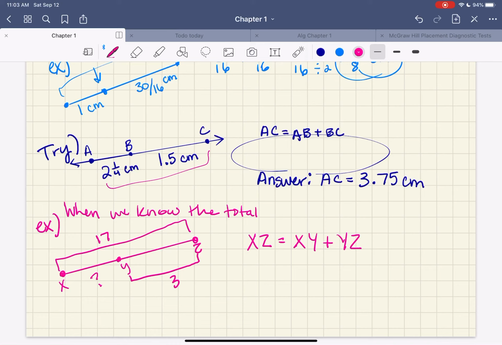And the reason that we want to do that is because it's going to help us substitute things into the correct spot. So I see XZ is 17, so that gets replaced with a 17. XY, I don't have anything, so I'm keeping it XY, plus YZ, which is 3. So now I'm just solving for XY. This is just like an algebraic problem, so I'm going to subtract 3 from both sides, and I get 14 equals XY. Once again, I have not drawn it to scale, but that's okay. So 14 equals XY. This one doesn't have units given, so I don't need to worry about giving units in my answer. And that's how you do it.